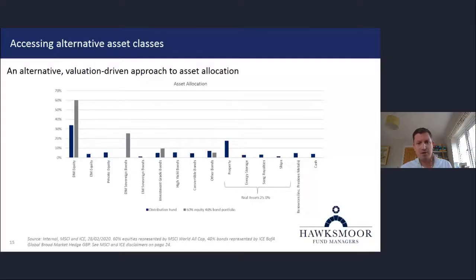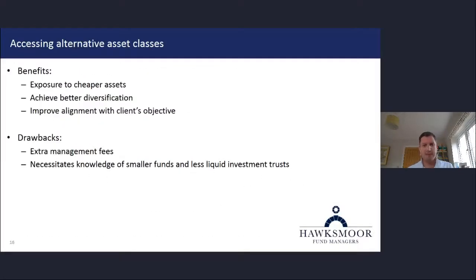Where we do have exposure, and we call them here real assets, we've got about 25% exposure to that real assets bucket. It's things like property, but it's not just property, it's infrastructure assets like energy storage, it's song royalties, it's ships, all of which we can access via appropriate vehicles. So I think it's worth now considering how we access these types of things. But first, just to go through the benefits of accessing those cheaper asset classes.